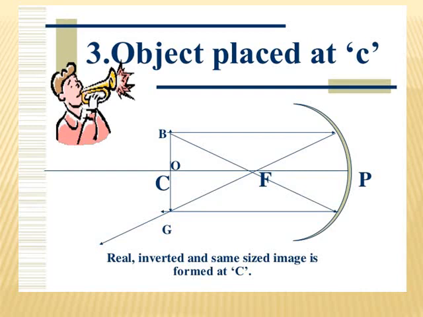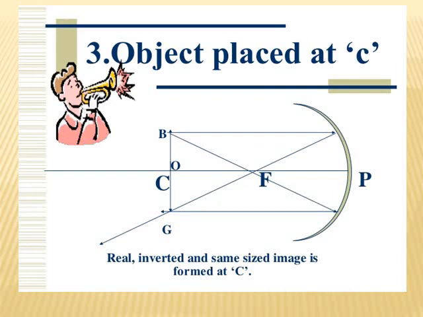The same two rays we have to draw. So a ray from B should be parallel to the principal axis, and after reflection it will get reflected through principal focus F. So that is the first one. Second, the second ray diagram, let it pass through F. The rule number 2: any ray which passes through the principal focus is reflected parallel to the principal axis. So these are the two rays.